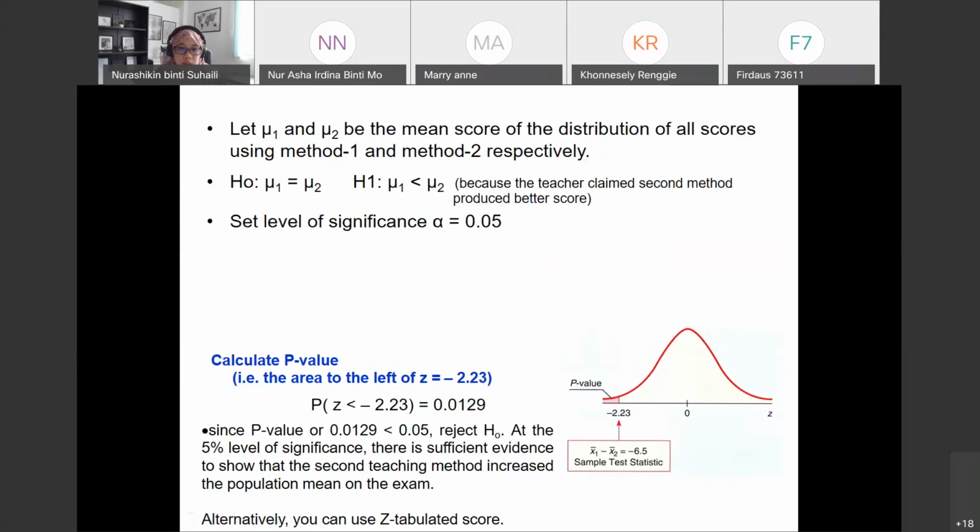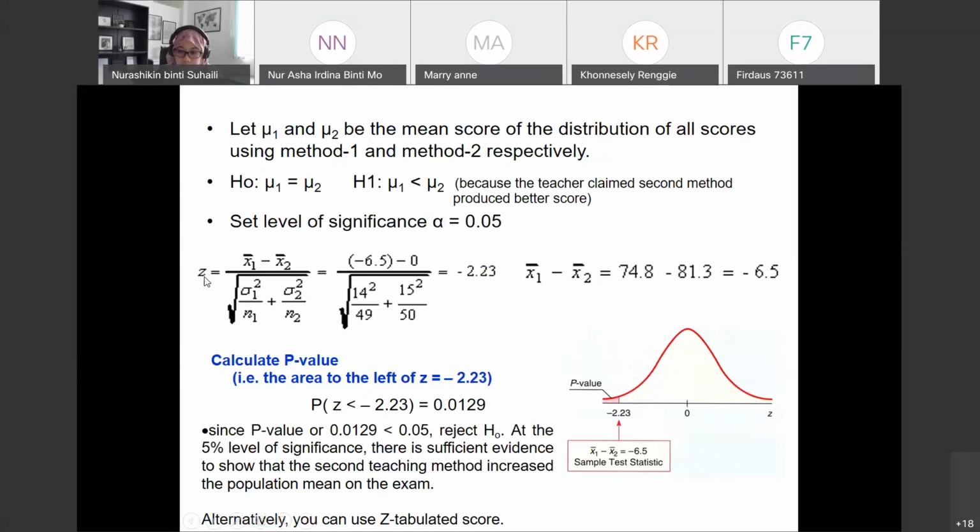Okay, so I've mentioned just now about the first step: set the hypothesis. The second step is to set alpha, which is given, actually, 0.05. The third step is to compute Z, right? So you have to apply this formula, Z equal to x1 bar minus x2 bar, the mean.